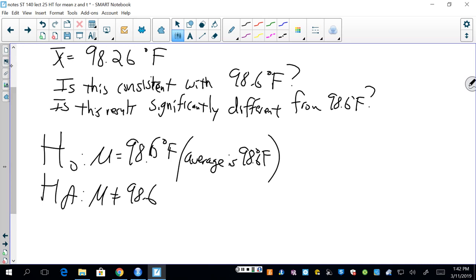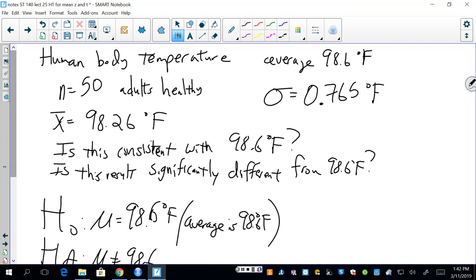And we've observed 98.26. What's our conclusion going to be? Is this one too far away from that? I mean, it looks pretty close, right? But is it significantly different?